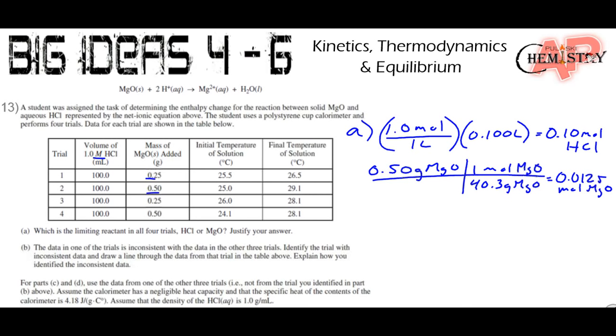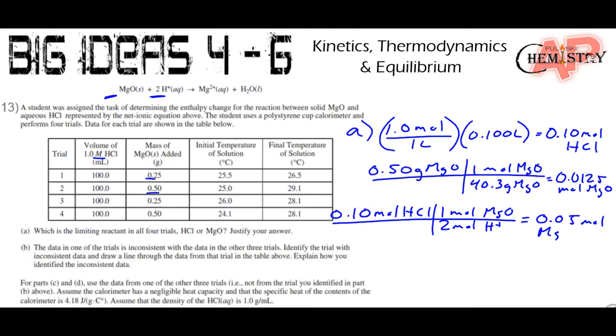So now we can simply look at the equation. For every 2 of these, I have 1 of these. So you can pick either one. So I'll just do the 0.10 moles of HCl. And for every 2 moles of the HCl, I have 1 mole of my MgO, which clearly already you can see that's how much I would need, and I don't have even close to that amount. So MgO is my limiting reactant by far. It's not even close.